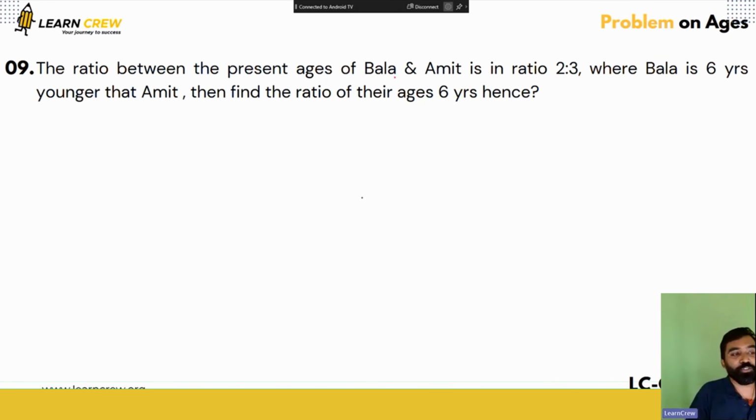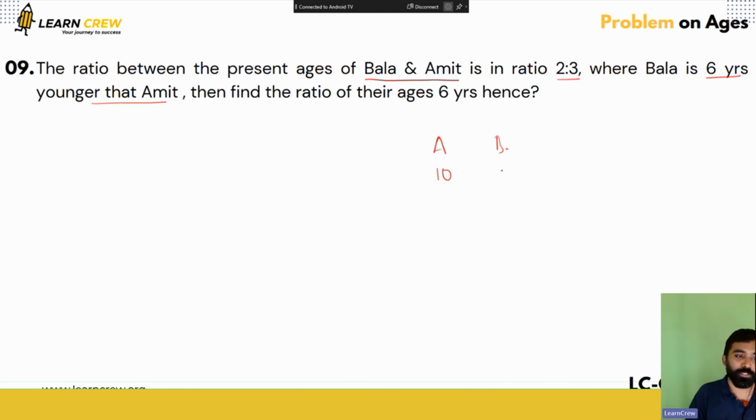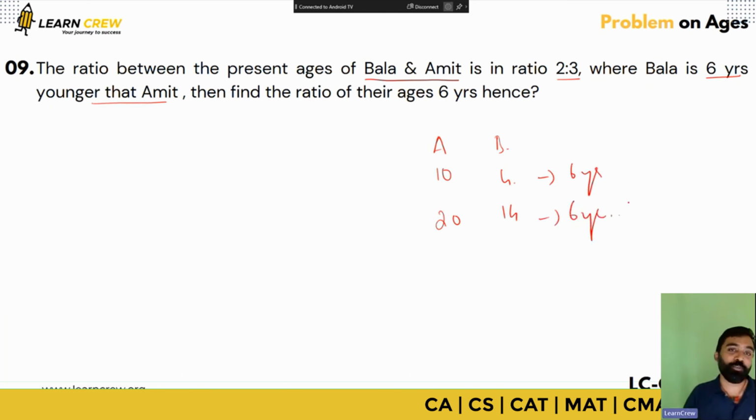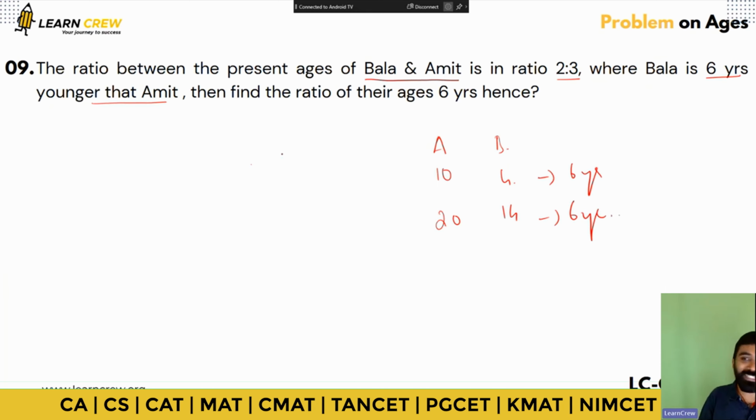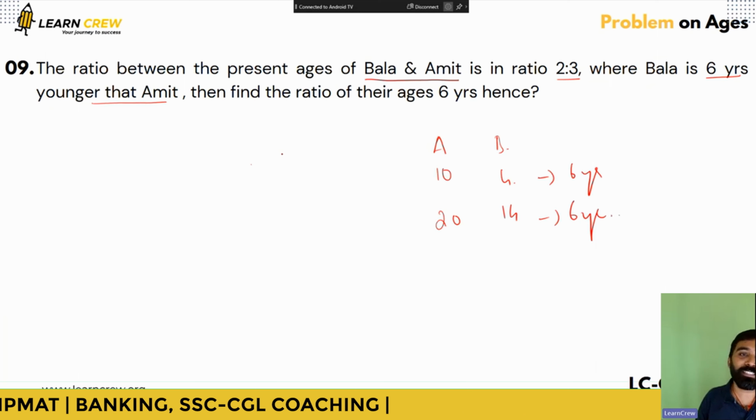Okay. They have given the ratio of two people, Bala and Amit. It's in the ratio 2:3. They are telling Bala is 6 years younger than Amit. If Amit is 10 years, what's the age of Bala going to be? 4 years. After 10 years, what is the age of Amit? 20. After 10 years, what is the age of Bala? 14. What's the difference now? 6 years. Important point: let it be right now, let it be after 100 years, the age difference will always be the same.